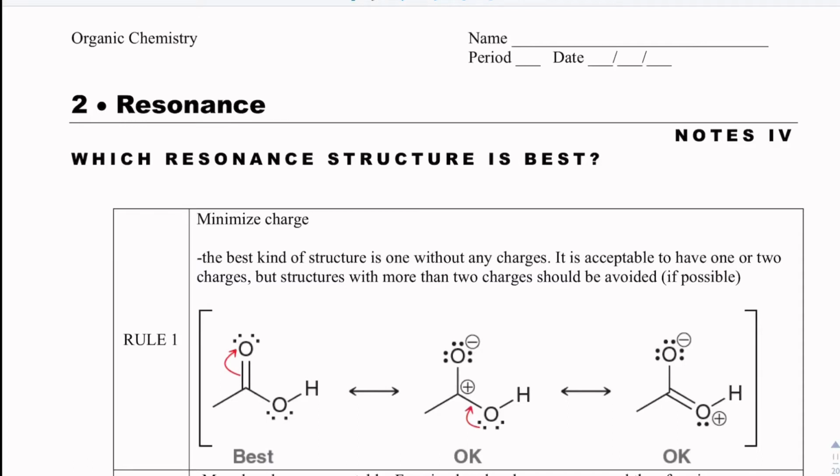In this video, we're going to go over how to look at different resonance structures and know which resonance structure is best. Okay, and there's a few rules, and then we'll rank the rules, and then we'll do some practice problems. So rule number one is that we want to minimize charge.